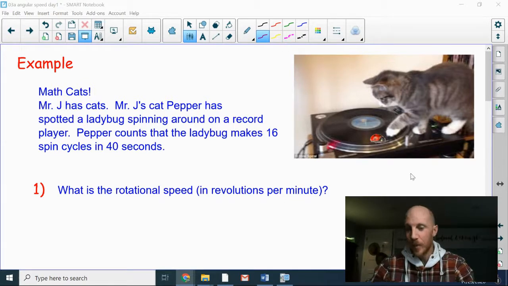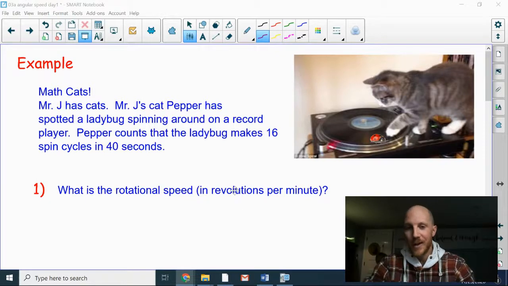So Pepper, being a math cat, decided to count how many times the ladybug spins around, and he found out the ladybug does 16 spin cycles on the record player in 40 seconds. And we're going to do some math here. Number one, what is the rotational speed, measured in revolutions per minute?